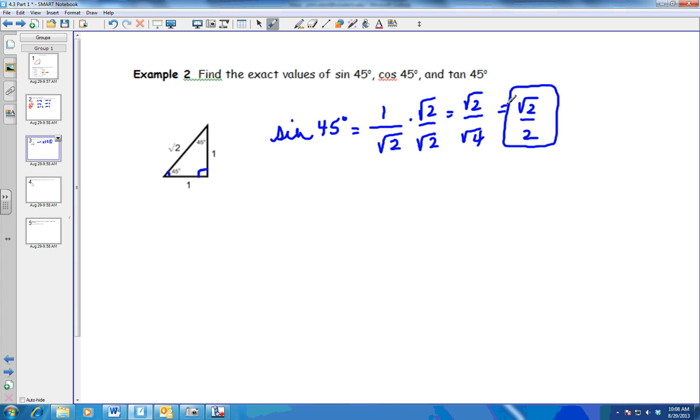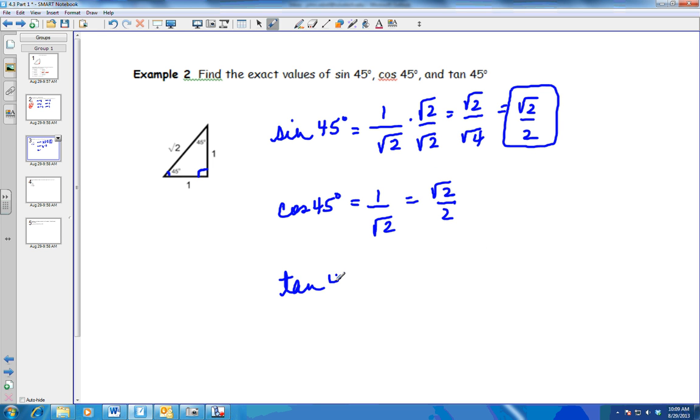And if you check on your unit circle, find the point for 45 degrees, sine is your y value, and it should be square root of 2 over 2. Let's do cosine of 45. I'm still using this angle. Cosine is adjacent side over hypotenuse side, so we got the same thing. When I rationalize, square root of 2 over 2. And that should be my x value on my unit circle.